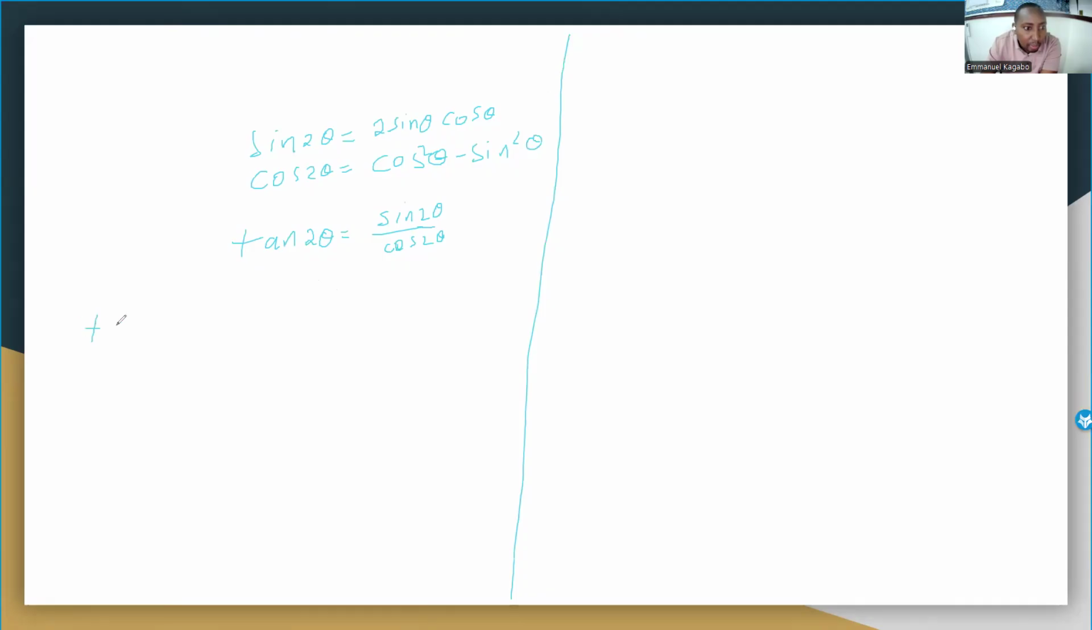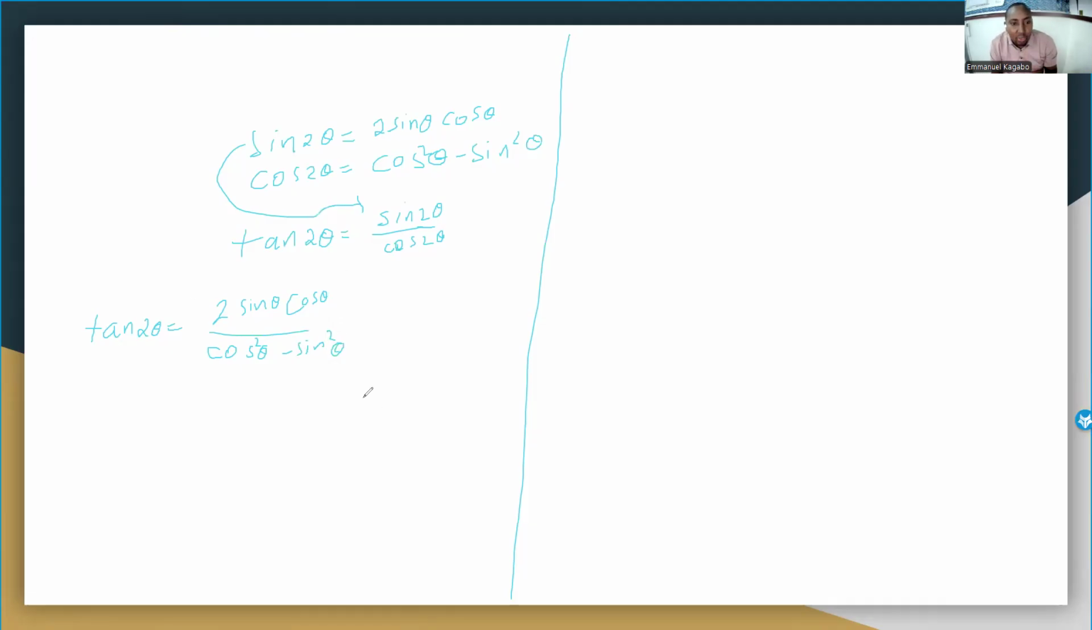So from here now, tan 2 theta will be equal to, what is sine 2 theta? It is 2 sine theta cos theta, right? I've replaced this here. So now over cos squared theta minus sine squared theta. Come on, is that okay? Making sense now? Okay, very good.